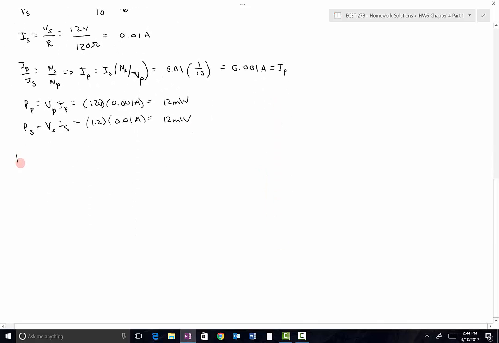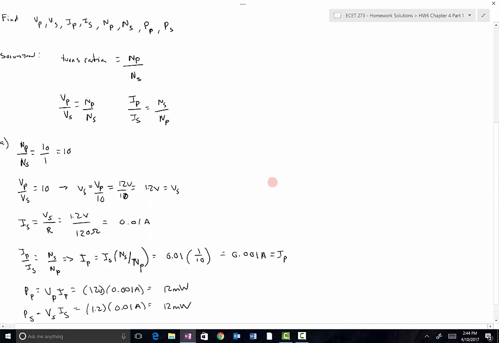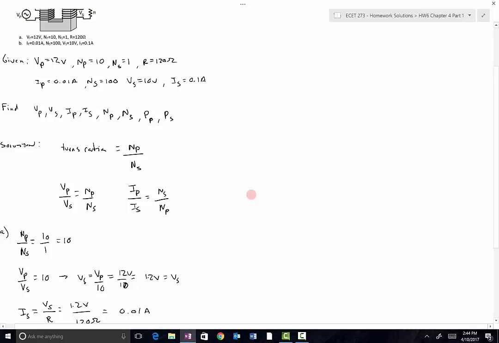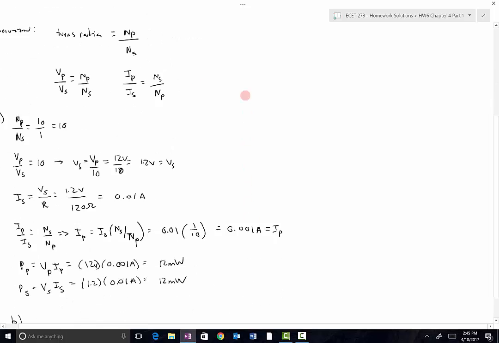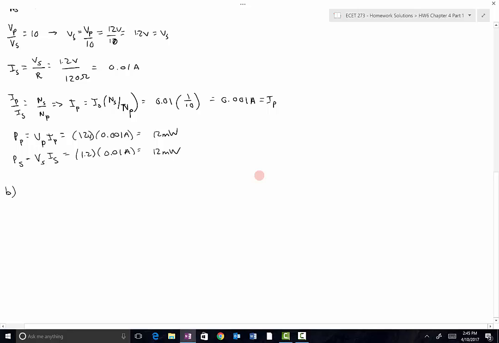So in part B, we were not given the turns ratio, but we do have some other information that we can determine the turns ratio from, and that's the fact that we know the primary and the secondary currents. So we've got the ratio of IP to IS is going to be equal to NS over NP.